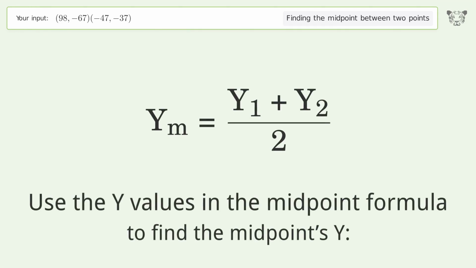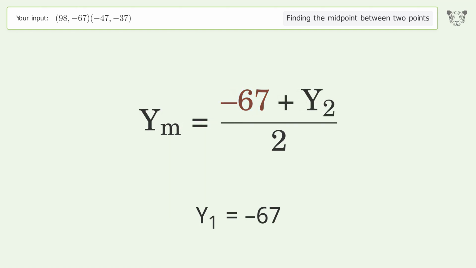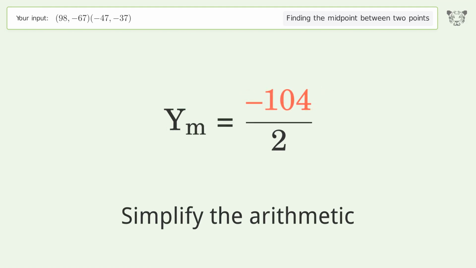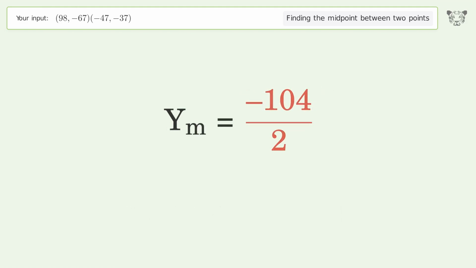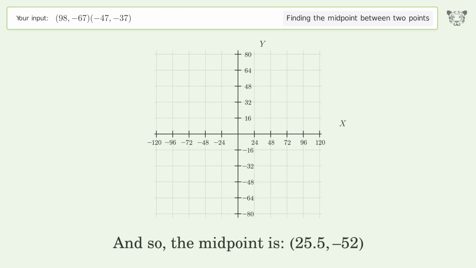Use the y values in the midpoint formula to find the midpoint's y. y1 equals -67. y2 equals -37. Simplify the arithmetic. And so, the midpoint is 25.5, -52.